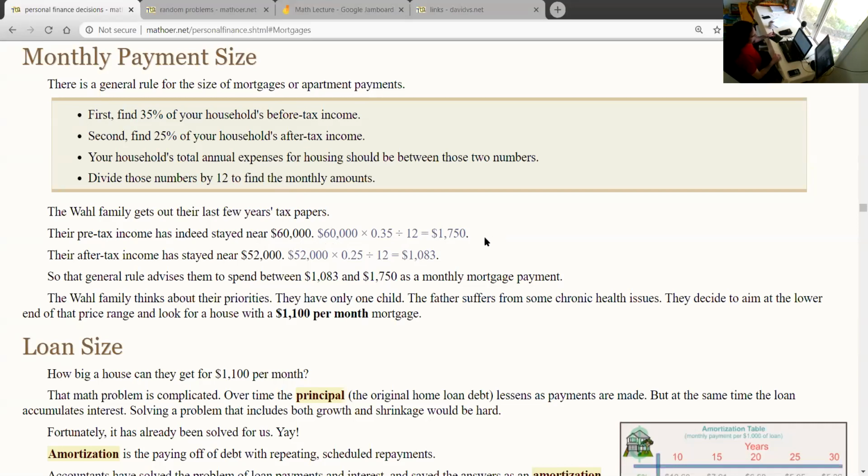They get out their tax papers and they figure out that all their after-tax income is more like 52,000 after paying 8,000 in taxes. So their after-tax income, we would multiply by 25%, 0.25, then do the divide by 12, and they get 1,083. So their monthly mortgage payment should be between those two numbers.